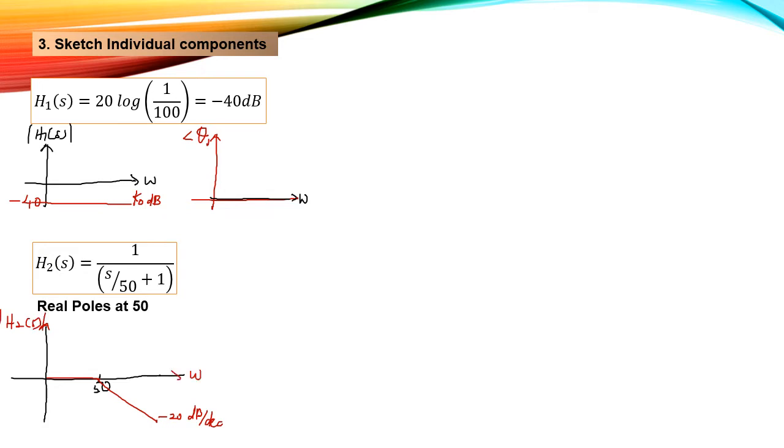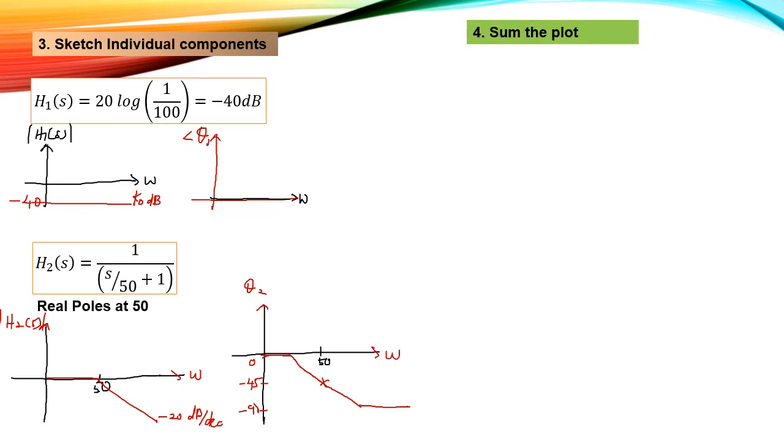And about the phase. When it is a pole, again, a negative trend. At 50, it must be negative 45. Then you extend the graph to the earlier decade and the next decade, and the rest will be 0. So this is your theta 2. This is negative 90, and here is 0, and here is omega.